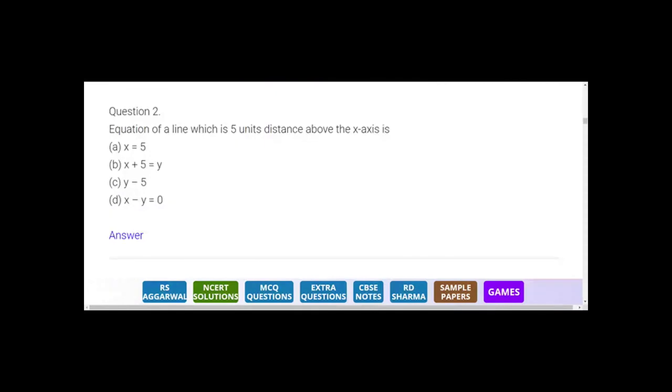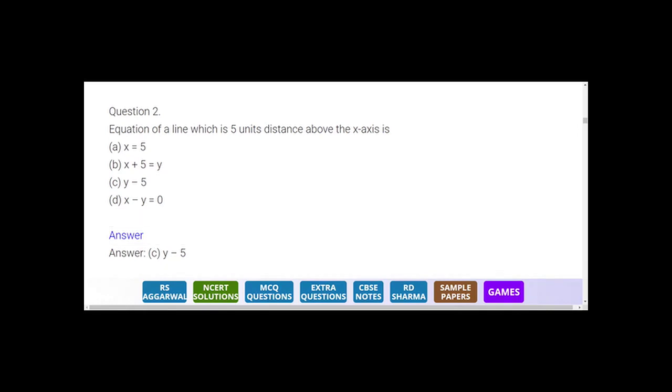Next, Akash, you have to answer. Equation of a line which is 5 units distance above the x-axis is dash. B option, ma'am. Why do you say B? They have given C, y minus 5, above x-axis. No, parallel to x-axis. X won't be there and it is parallel to x-axis.